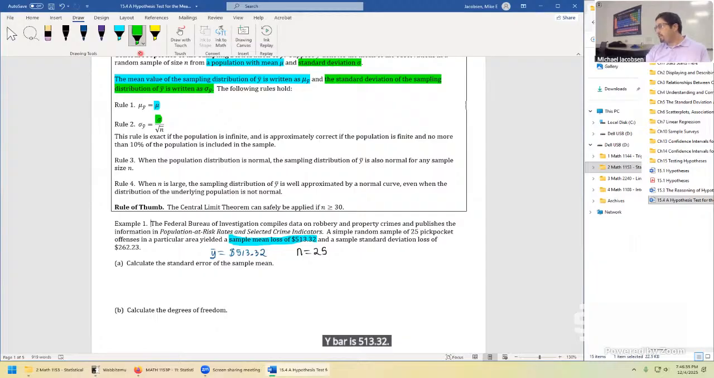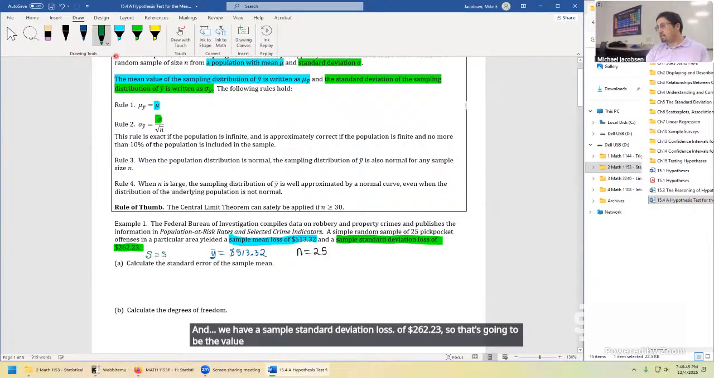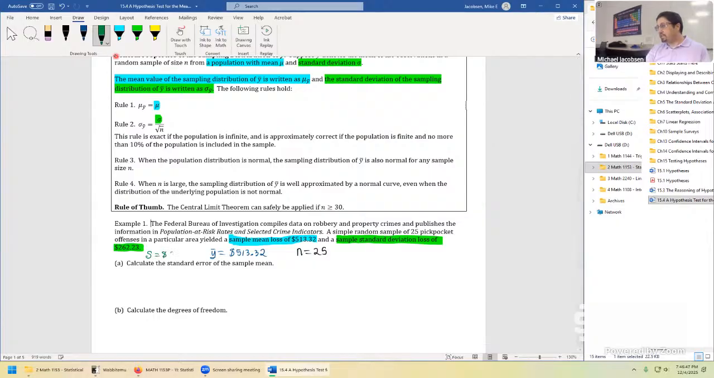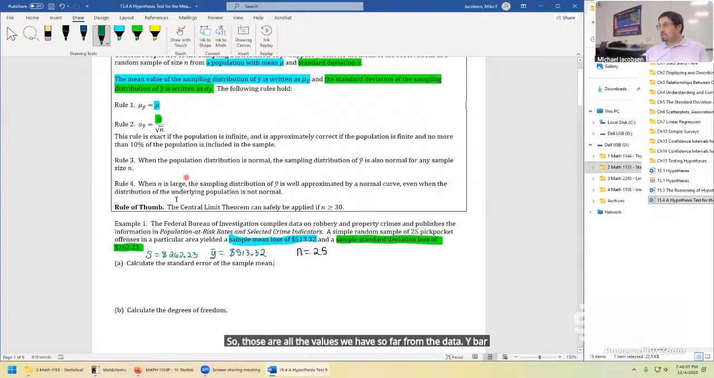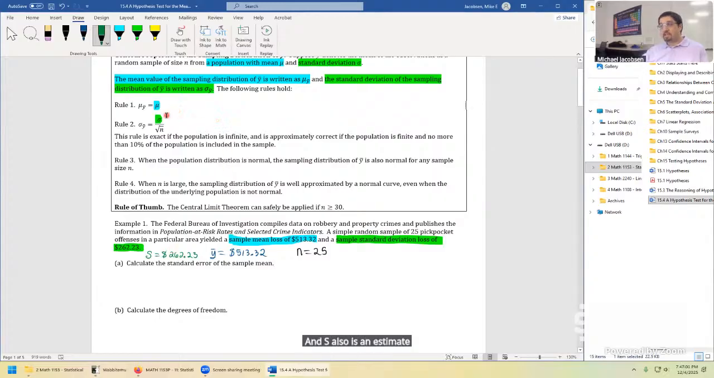And we have a sample standard deviation loss of $262.23. So that's going to be the value for S, 262.23. Those are all the values we have so far from the data. Y bar estimates the unknown mu, and S also is an estimate. It's an estimate for the other unknown, sigma, the population standard deviation.